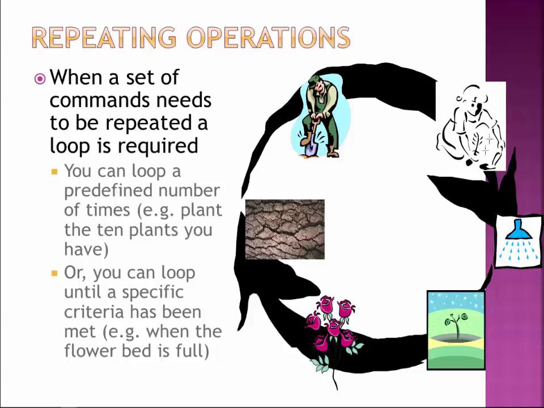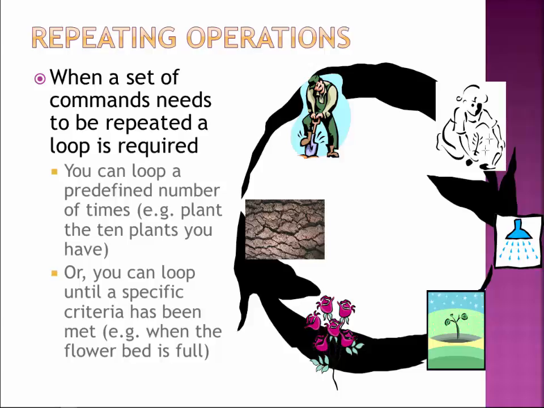I can do it a predefined number of times, like, hey, I want to put 10 plants in the ground. Or I can have it based off of some criteria. Keep adding plants until this flower bed is full, like we see here. But the idea of a loop is it's exactly like every other bit of code. There's a sequence of operations. It's just bounded or grouped together so I know what to do over and over again.